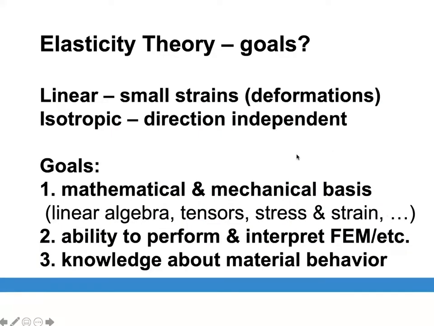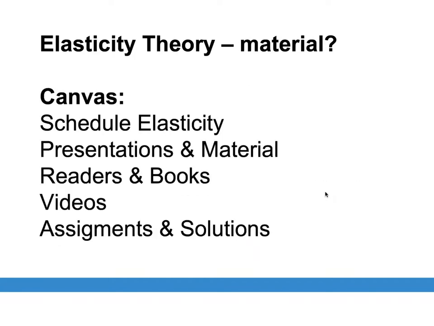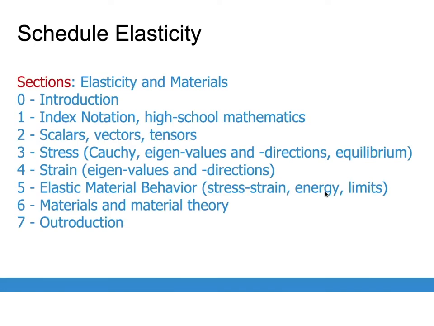Okay, so the goals of this course: you should be able now to understand linear small strain deformations, isotropic material behavior. Isotropic means direction independent. You should be able to work with it and solve the questions we give you for the exam. The material, I just went through that, so I don't have to repeat this again.